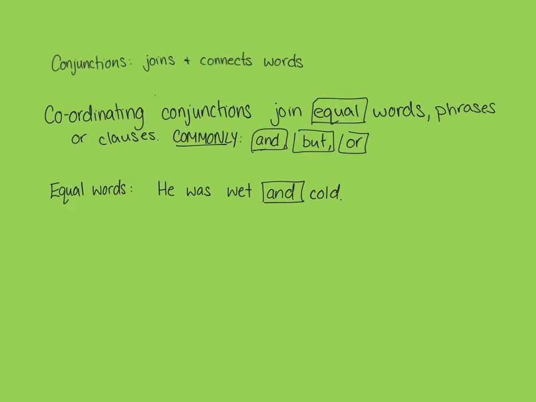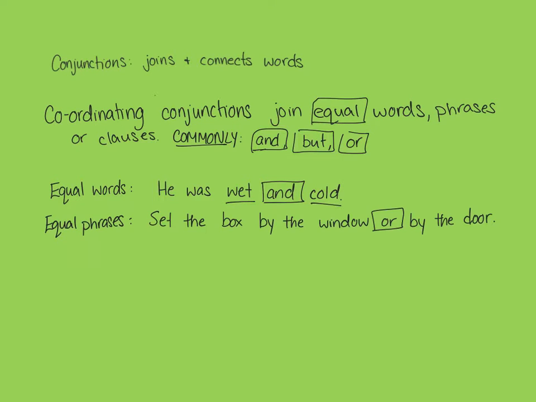For equal words, you could have he was wet and cold. So wet and cold are the equal words that they are joining. An example of equal phrases is set the box by the window or by the door. So by the window would be our first phrase and by the door would be our second phrase.